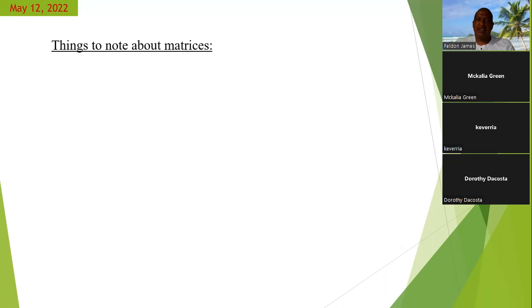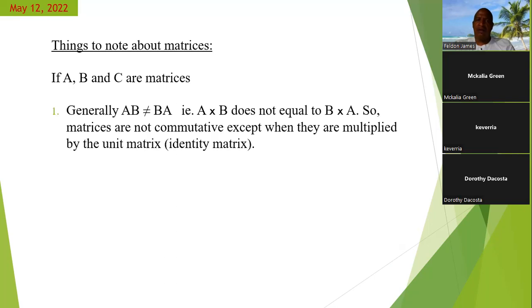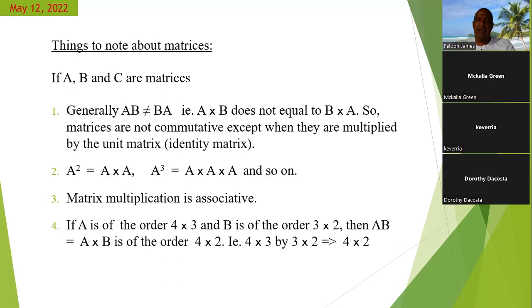Now, there are some things to note about matrices. We have 4 things here. I'm going to go through them one at a time for you to get clarification. If we multiply two matrices, and we have A times B, and then we flip the 2 matrices around and multiply B times A, we don't get the same answer.